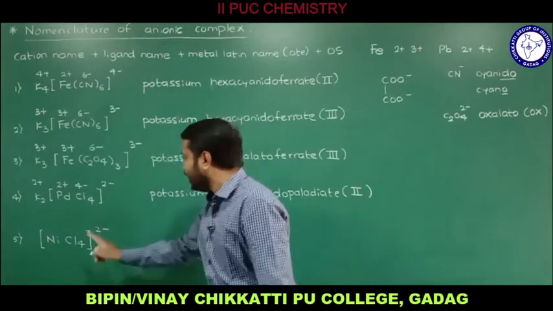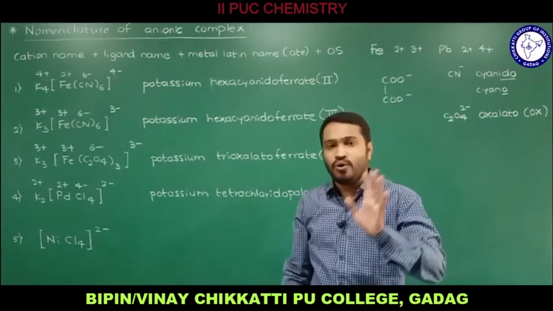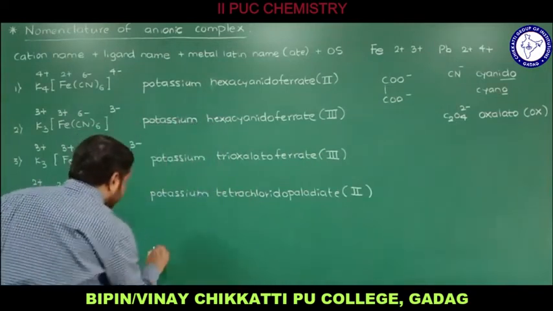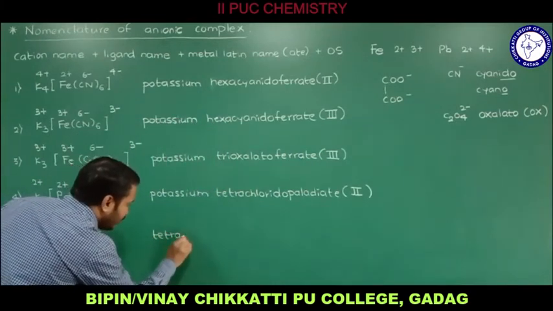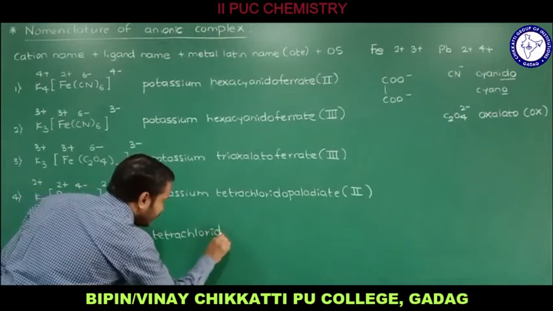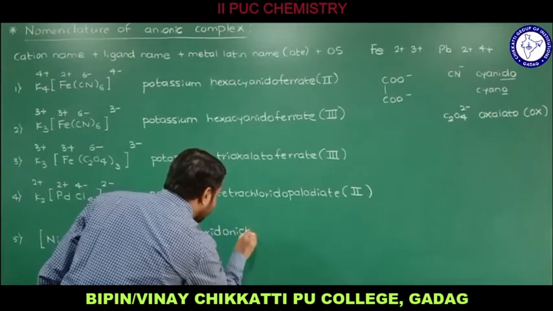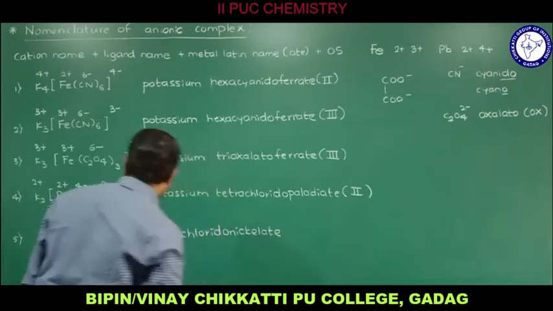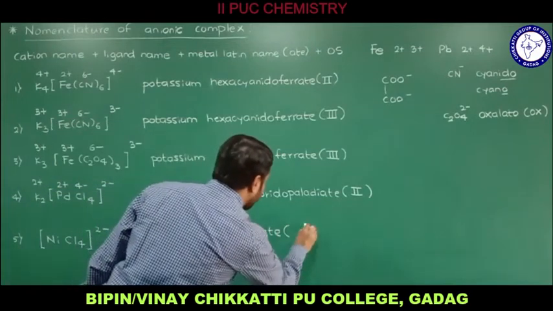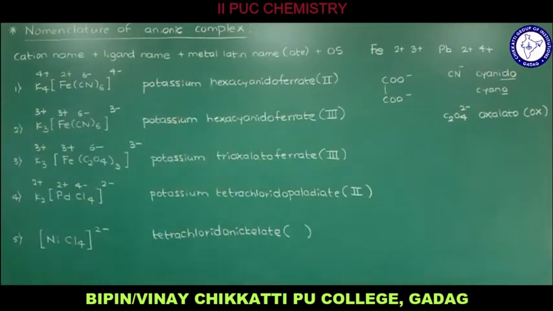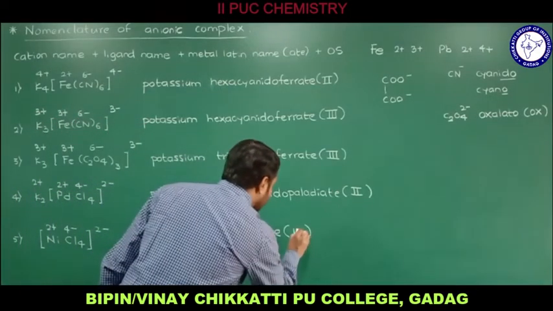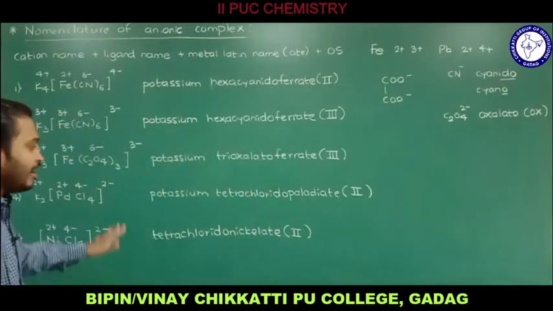I will move with the next one, ligand name. Which one is the ligand? Cl4, chlorido. 4 Cl we have. Therefore the name will be tetrachlorido. Ni, nickel is the central metal atom, and nickelate, the word should end with ATE, nickelate, and in the bracket I need to write the oxidation number. Tetrachlorido nickelate, oxidation number: the charge will be 2 minus, Cl will be 1 minus, therefore 4 minus I write, and the charge will be 2 plus, nickelate(II). So therefore tetrachlorido nickelate(II).